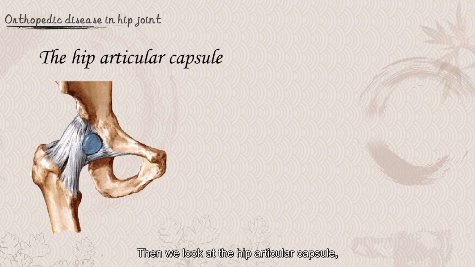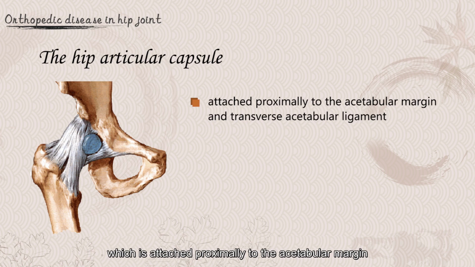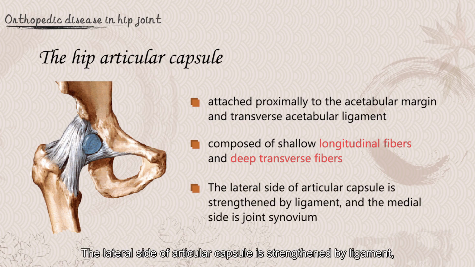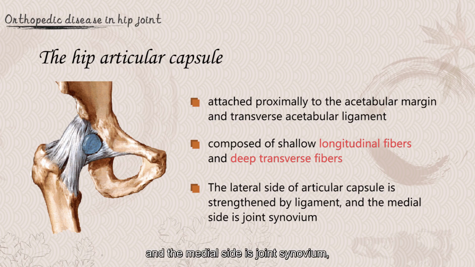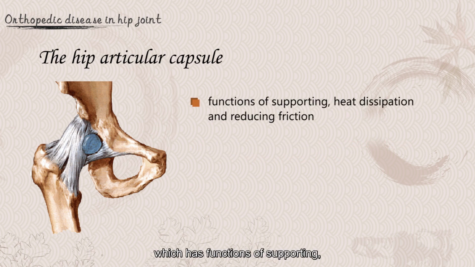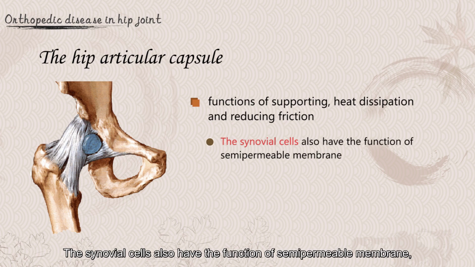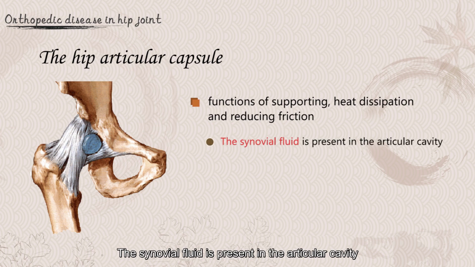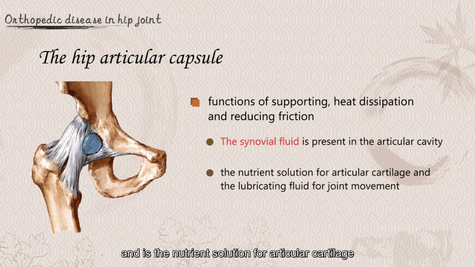Then we look at the hip articular capsule, which is attached proximally to the acetabular margin and the transverse acetabular ligament, and is composed of shallow longitudinal fibers and deep transverse fibers. The lateral side of the articular capsule is strengthened by ligaments and the medial side is joint synovium, which has functions of supporting, heat dissipation and reducing friction. The synovial cells also have the function of a semi-permeable membrane, which is the exchange place of various chemical substances. The synovial fluid is present in the articular cavity and is the nutrient solution for articular cartilage and the lubricating fluid for joint movement.